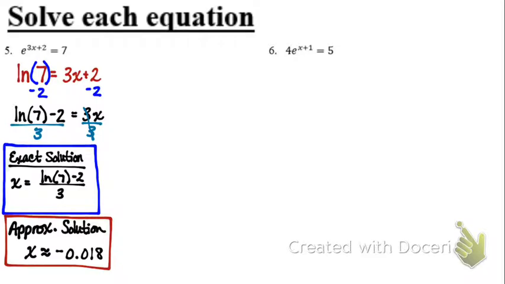Number 6. Where would I need to start on number 6? Do I start off as rewriting it as a log? What do I need to do first? Divide by 4 on both sides, yes. That 4 is a coefficient out in front. We got to get rid of that before we can write it in its log form. So I have e to the power of x plus 1 equals 5/4. And now it starts to replicate problem number 5.